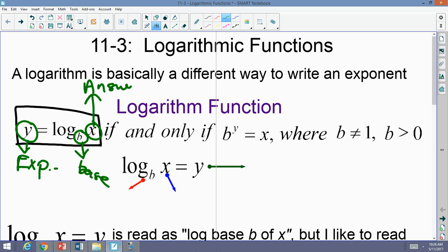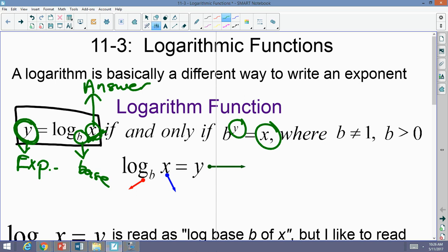Now, this is an inversion of exponentials. Why? Well, b to the y power equals x. In this case, let's think about this. My x is what it equals. My y is what it used to equal, correct? I have x inside here, and now I have y here. So logarithms and exponentials are literally inverses of each other.